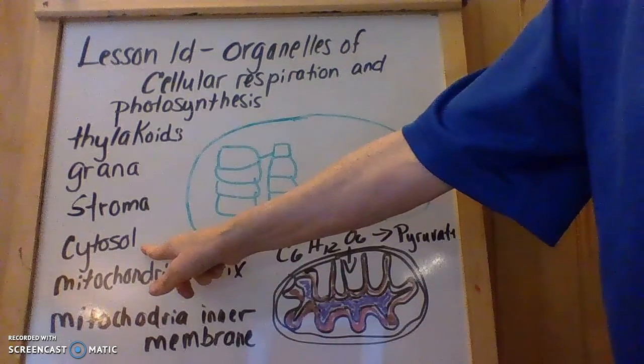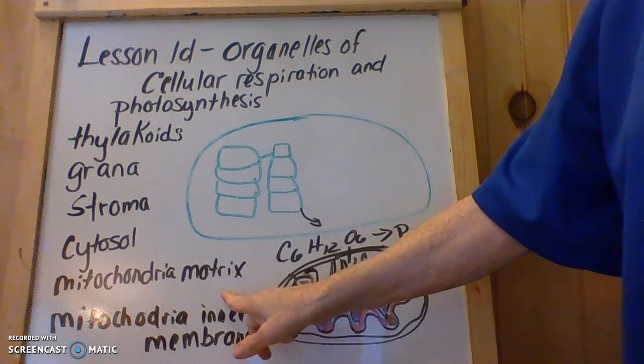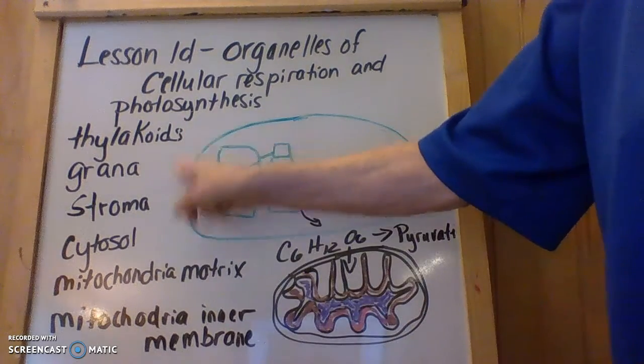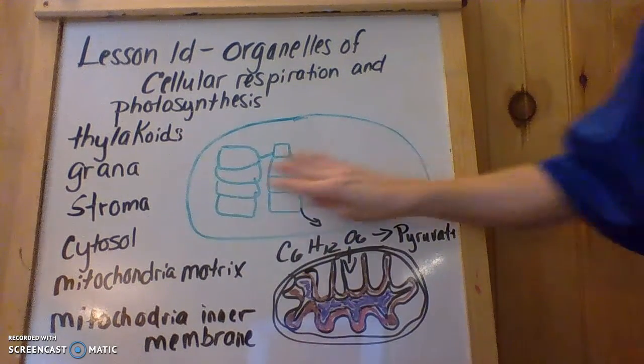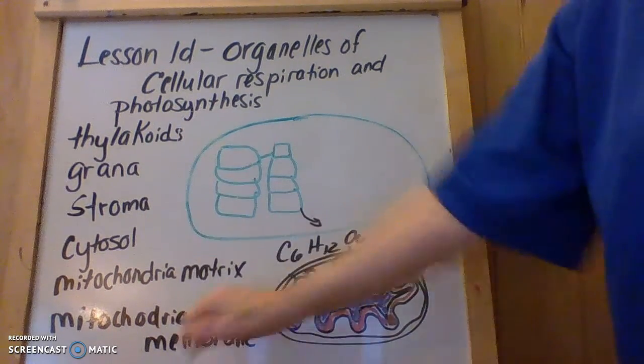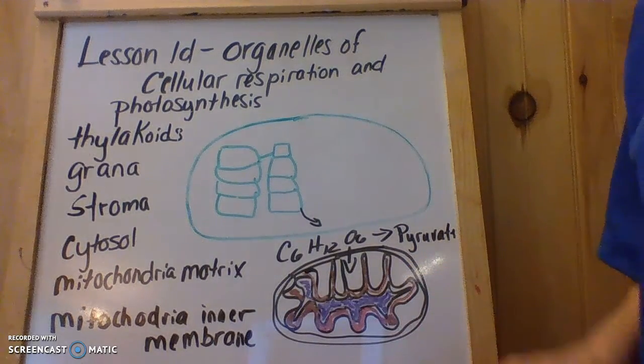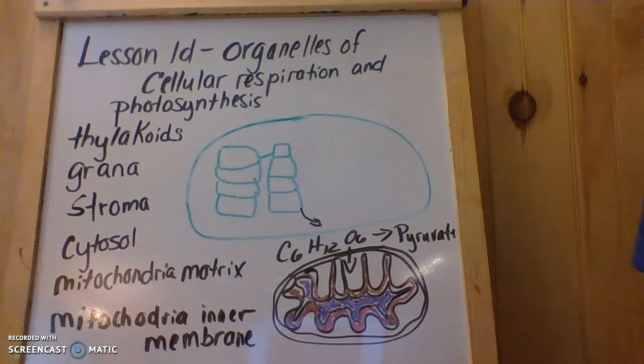Then we look at cytosol, mitochondrial matrix, and mitochondrial inner membrane. So where these 3 have to do with the plant, these 3 have to do with an animal cell. So remember, these are both eukaryotic cells. Plant and animals both are eukaryotic.